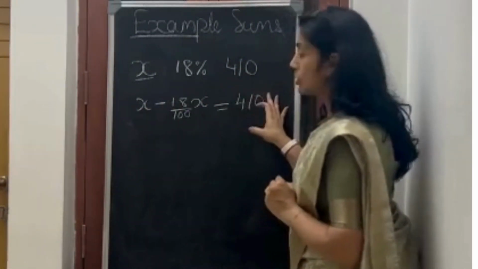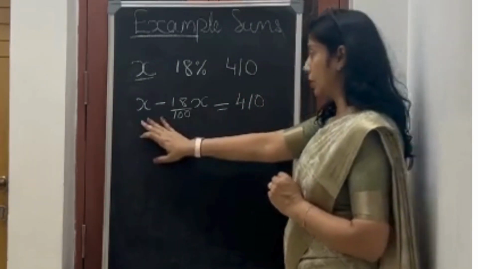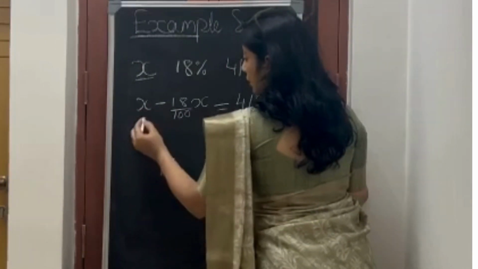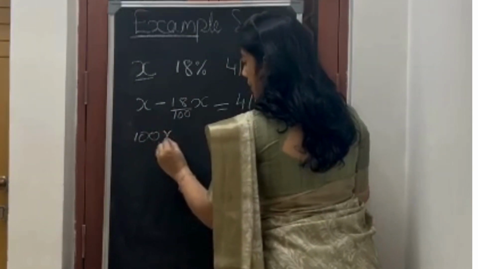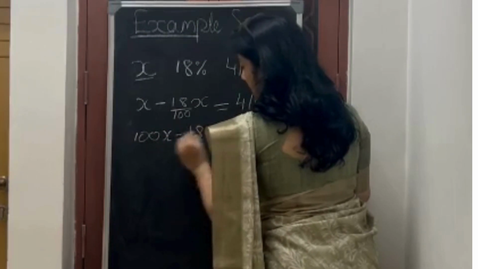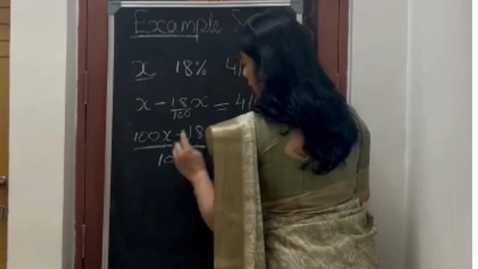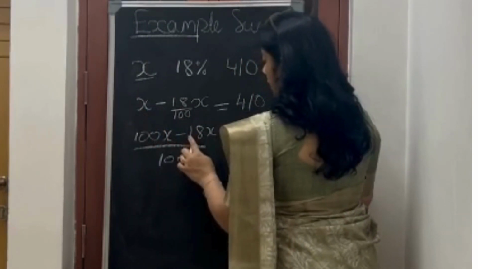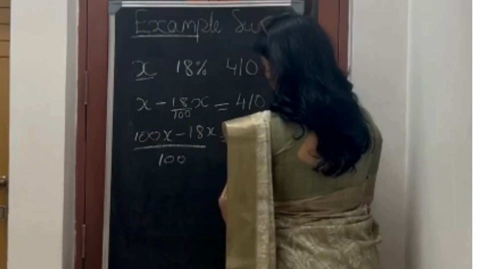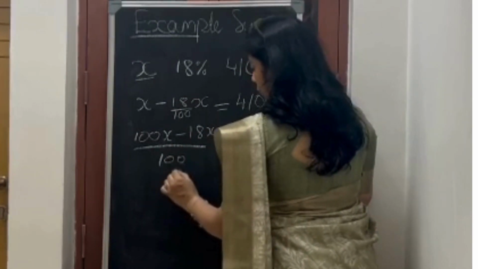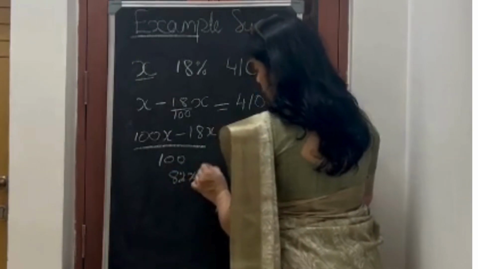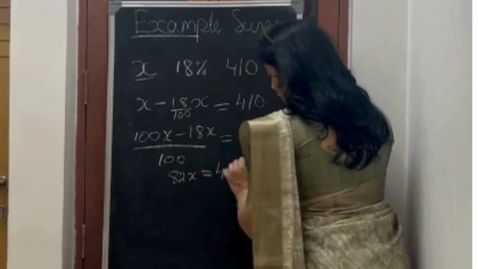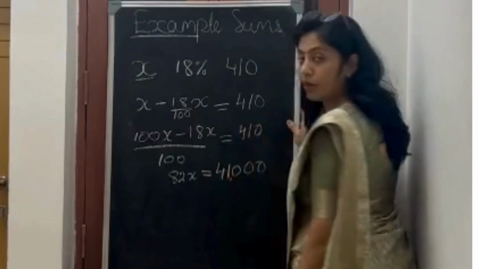I have to solve this equation to find x. How should I do it? LCM. The LCM is 100, so it will become 100x minus 18x by 100. Because the LCM is 100, this becomes 100x minus 18x equals 410 into 100. So 82x equals, by cross multiplication, 410 into 100, which is 41,000.